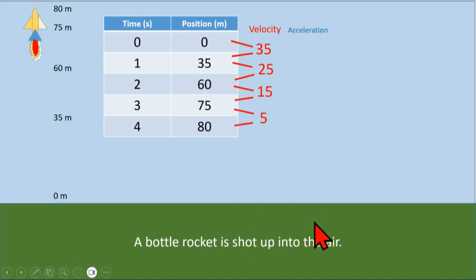Acceleration is going to be the change in the velocity. From 35 to 25, you have to go down 10. Then from 25 to 15, you go down another 10. So you can see that the acceleration is negative. So positive velocity and negative acceleration, you get a slow down. Right? It's slowing down as it moves away from zero.